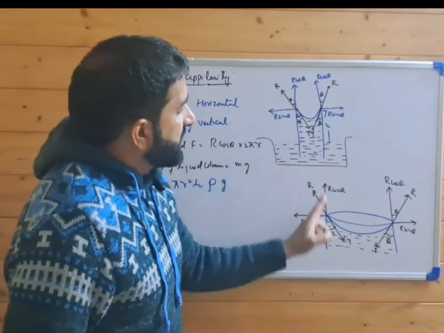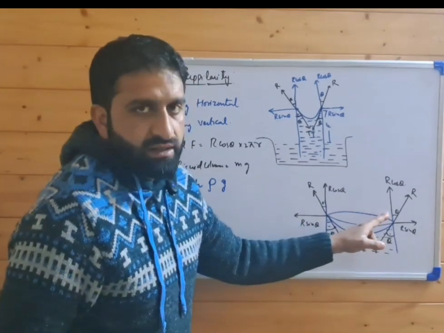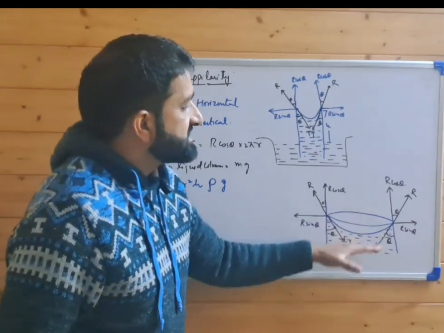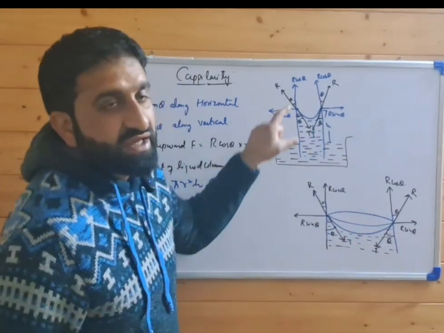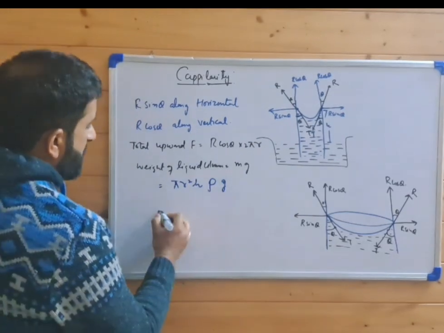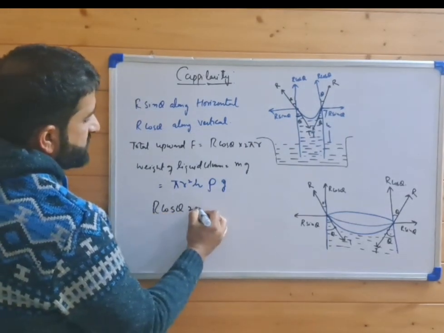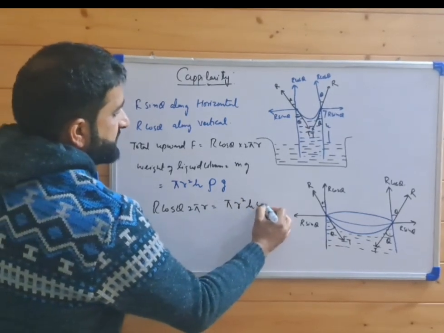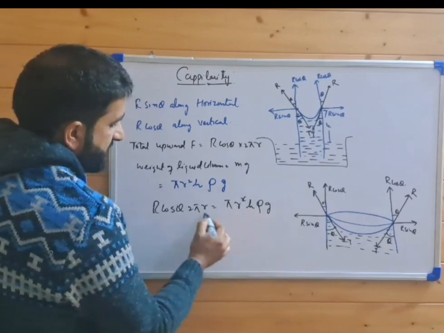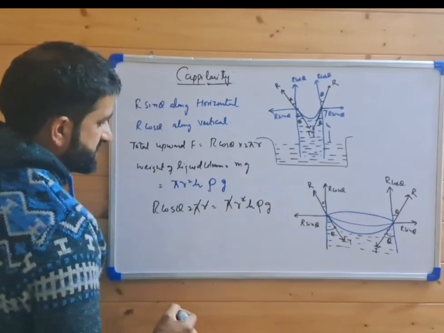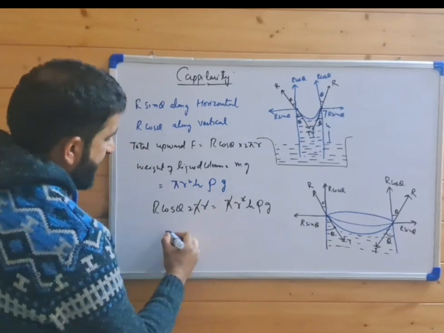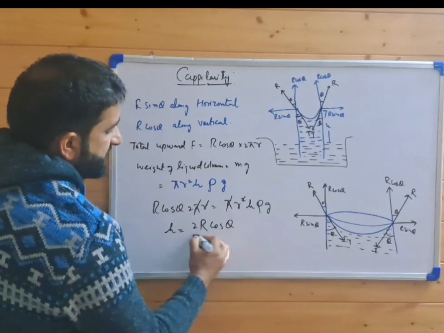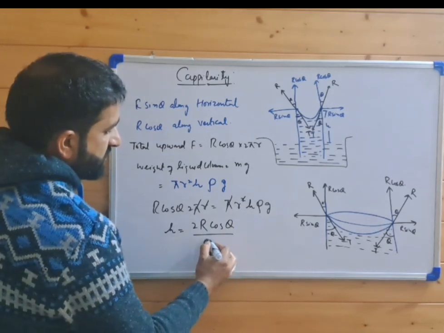So the component R cos theta along the vertical and along the whole circumference is balanced by the weight of this liquid column. So we can equate the two. That is, R cos theta into 2 pi r is equal to pi r square h into rho into g. Here one r and one r cancel, pi and pi cancel. So we have the height of the liquid column h equal to 2R cos theta divided by rho g into r.